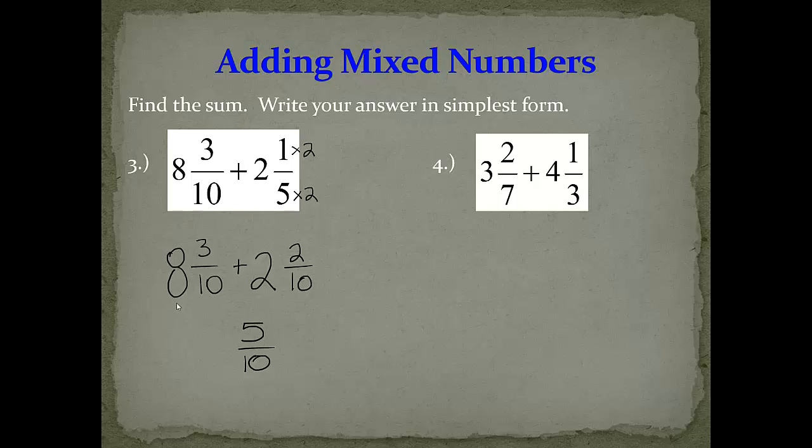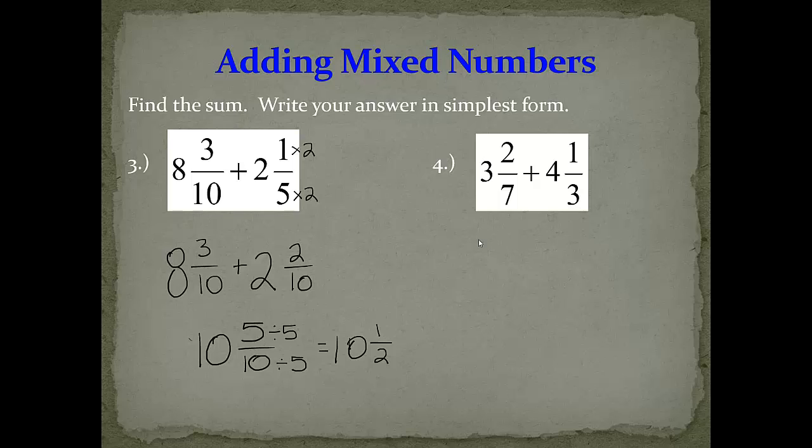And now I'll add my whole numbers. We have 8 plus 2, which is 10. So I have 10 5/10. 5/10 can be simplified. I can divide both the numerator and the denominator by 5. So I'm going to get 10, and then 5 divided by 5 is 1, and 10 divided by 5 is 2. So I get 10 1/2. So 8 3/10 plus 2 1/5 is 10 1/2.